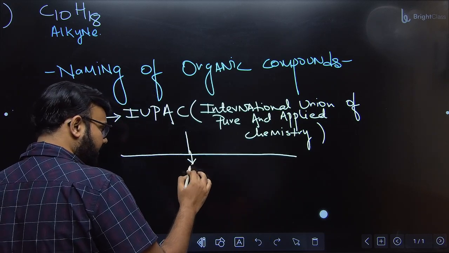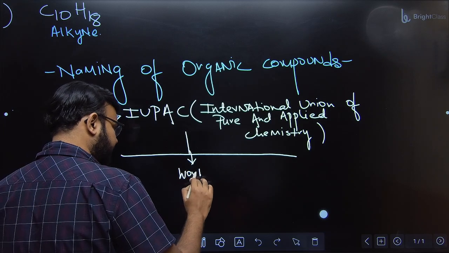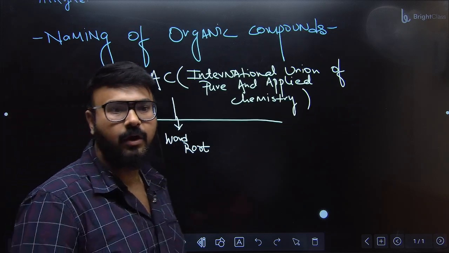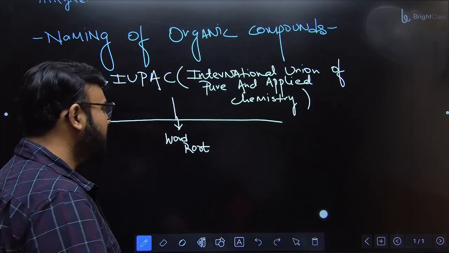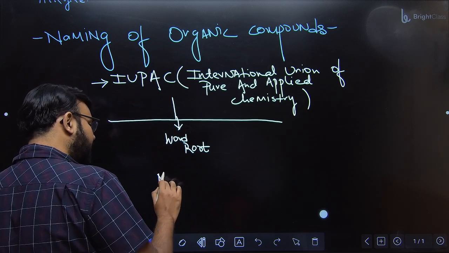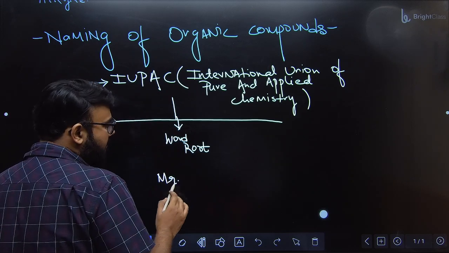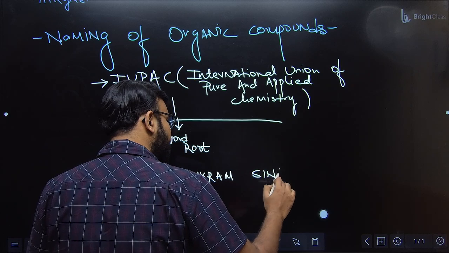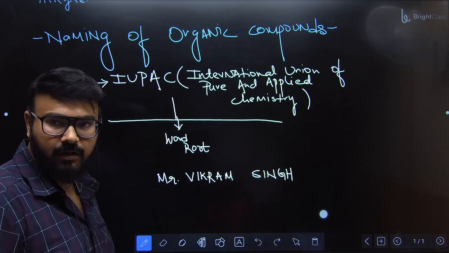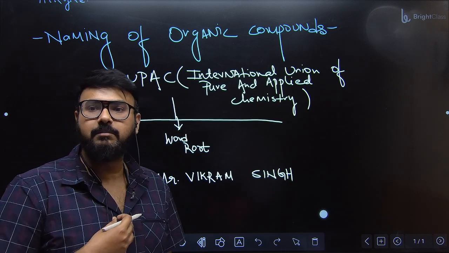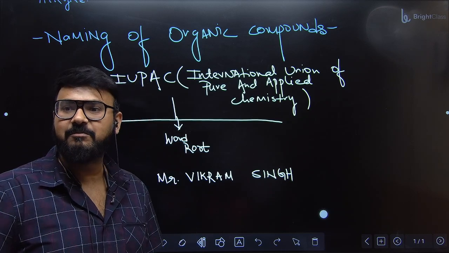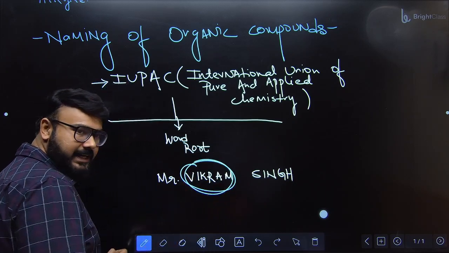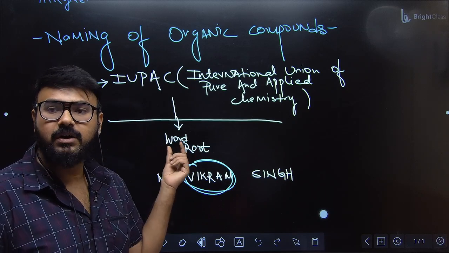The first part is the main part. It's called word root. Now I'll take one example of someone's name. I'll take the example of my name only. If I have to write my name, it is Mr. Vikram Singh. So how do you know me, by which name? Mr. or Singh or Vikram? You mainly know me by Vikram, right? So that is the major name, that's the word root.